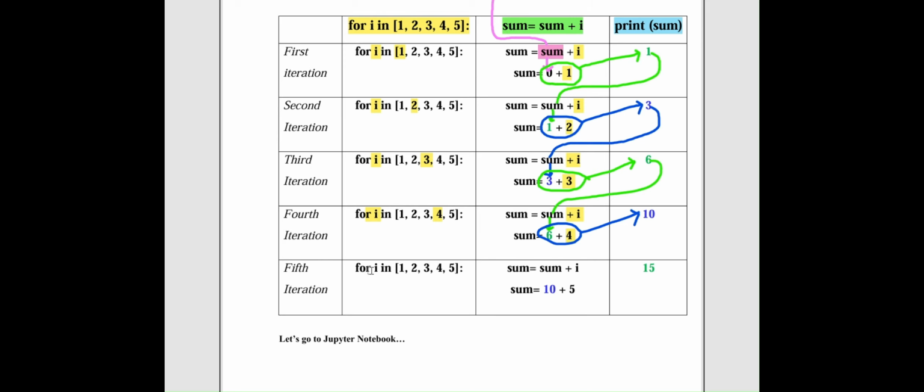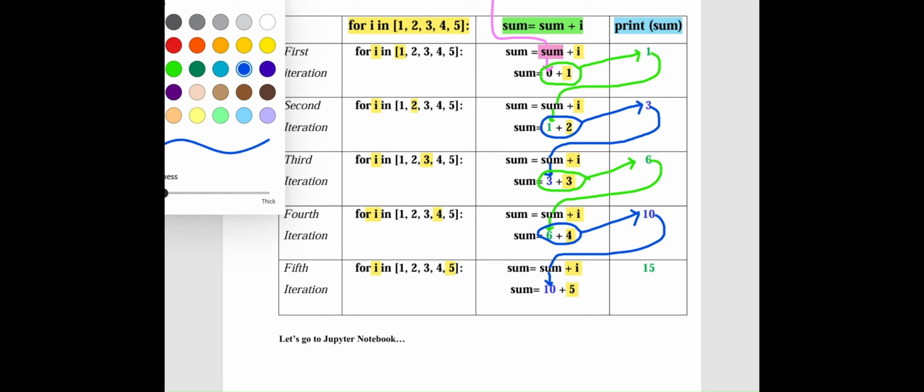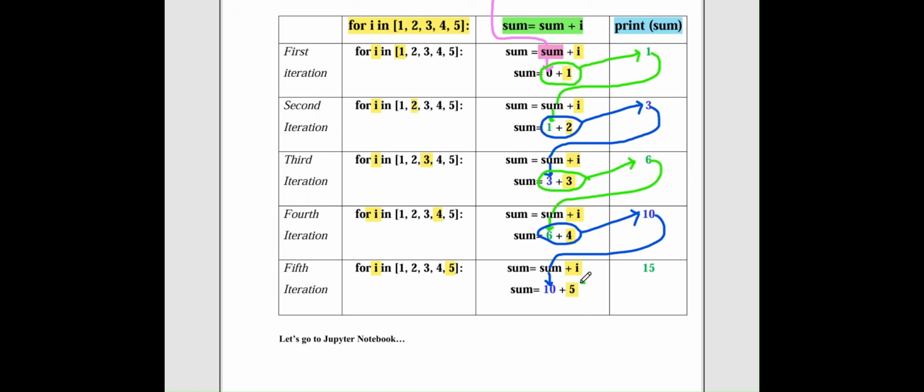In the fifth iteration, i should be 5, and in the rest of the code, wherever we see i, it should also be 5. Now, we need the value of this sum. In the fifth iteration, it should be 10 because after completing the fourth iteration, the value of sum updated from 6 to 10. Now, the sum of 10 and 5, that means 15, should be printed.